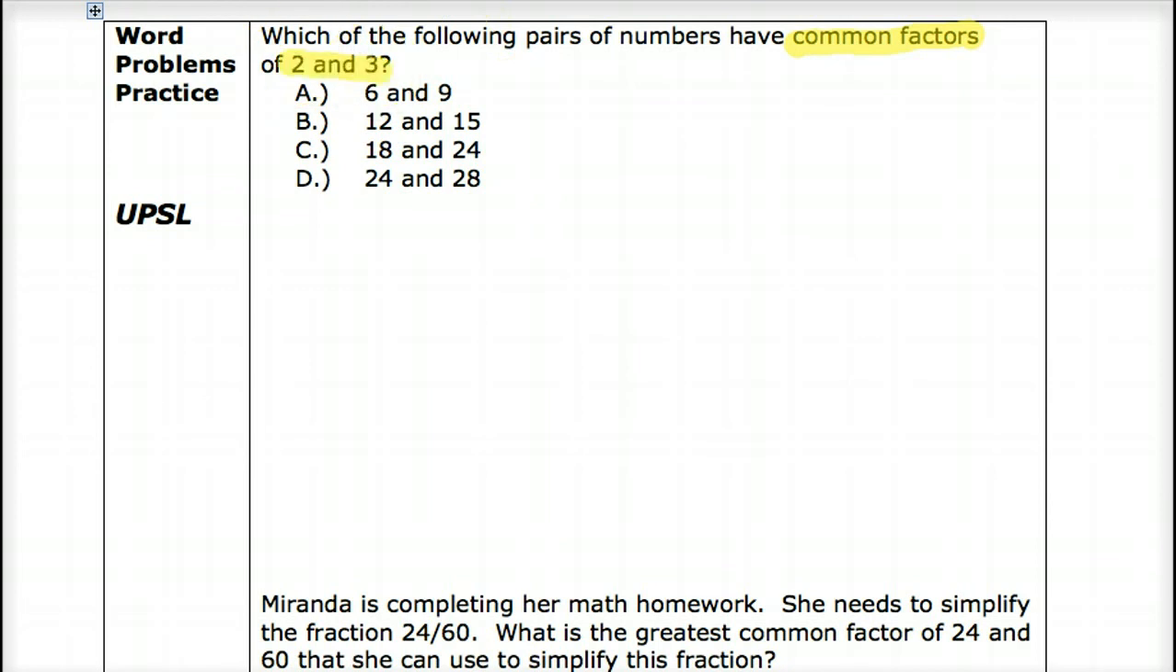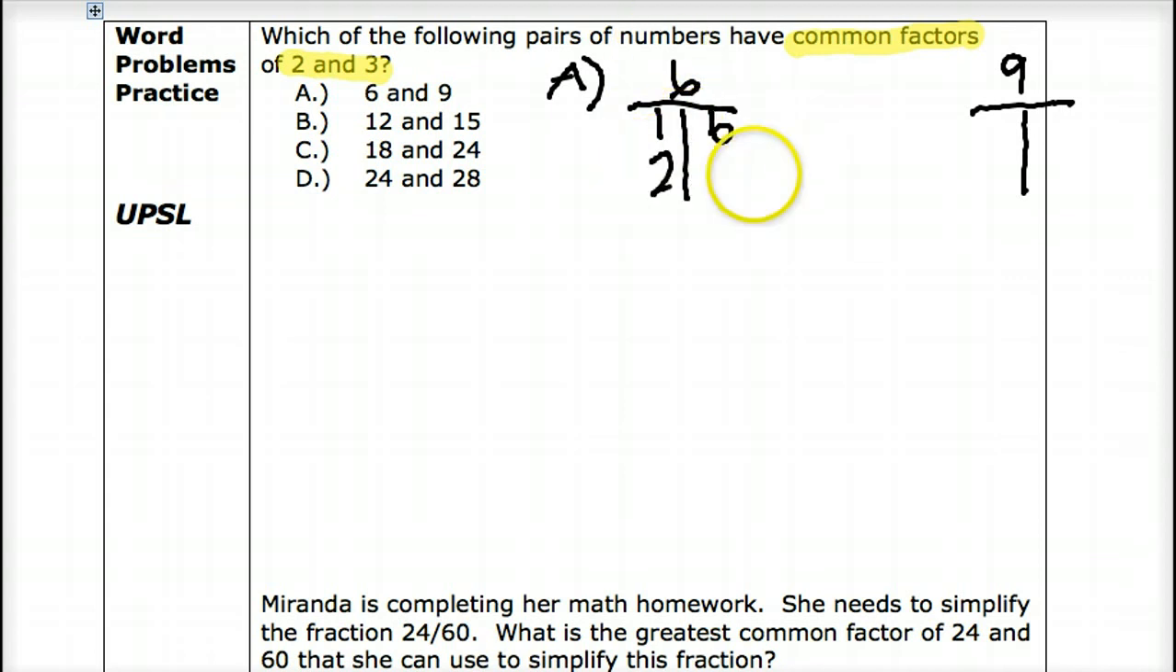So in this case, we're going to have to experiment with our answer choices. And the first of those, letter A, gives us 6 and 9. So we're going to make our charts. And we know that we're going to start out with 1 times the number itself. So 1 times 6 gives us 6. And 2 times 3 gives us 6. For the number 9, we have 1 times 9 is 9. And 3 times 3 is 9.